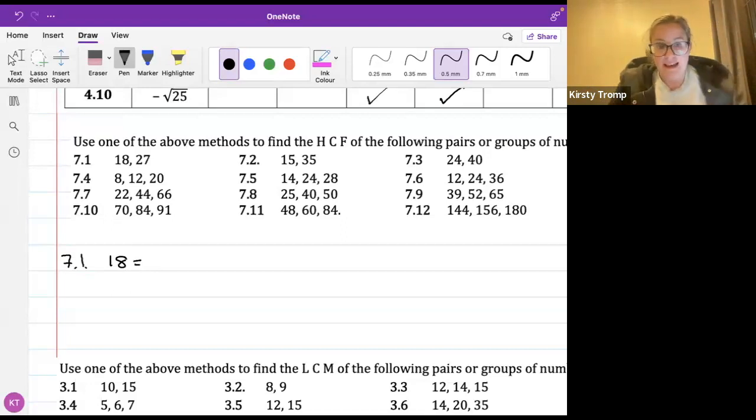All right, 18 equals. Okay, guys, somebody is unmuted. I'm not sure who it is, Miss Simone. I know it's not Lutando because Lutando still is not able to unmute themselves. All right, so 18 equals.